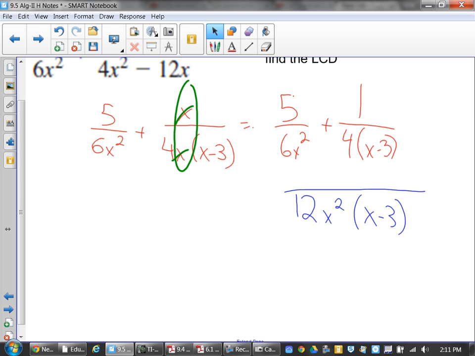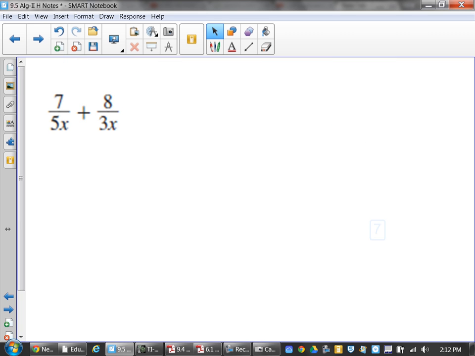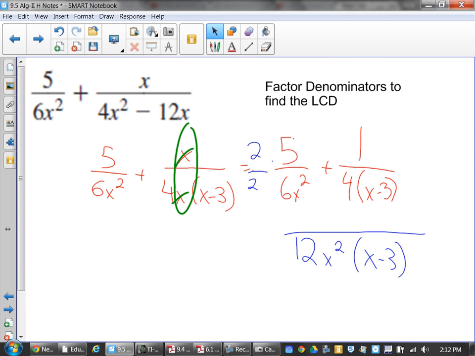Now, if I look at the fraction on the left, it had a 6x squared to begin with, but I got to turn that 6 into a 12. What do you multiply it by then? 2. So I know I have to multiply the top by a 2, and what else? The bottom by a 2, and I also have to multiply it by the x minus 3. See how the denominator here already has a 6x squared, so it already has part of the common denominator. It has the 6 and an x squared. It just needs that 6 to be multiplied by 2, and it also needs the x minus 3.